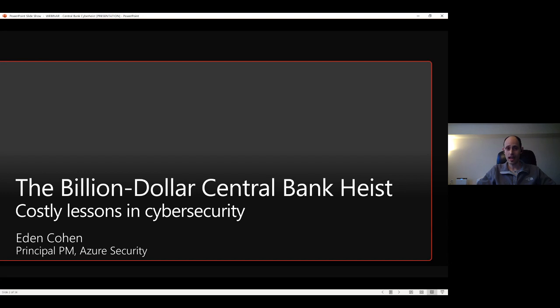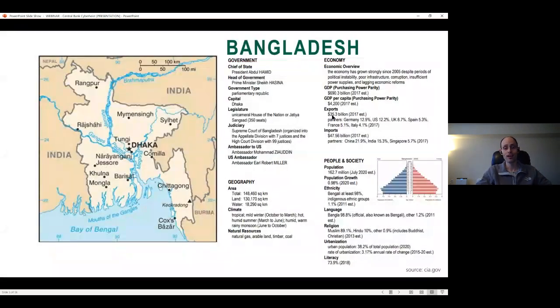This is an event that happened exactly 5 years ago. So that makes it a very good opportunity to examine what happened and to learn from it with the benefit of hindsight. I want to welcome you to Bangladesh. That is the venue of the day. That is the venue of the largest cyber bank heist to date.